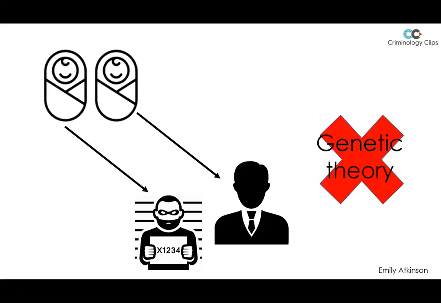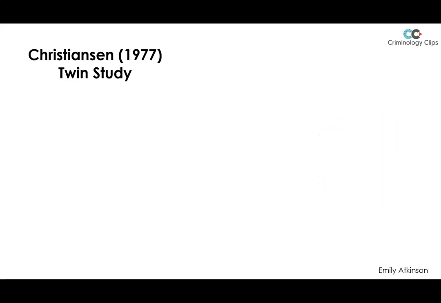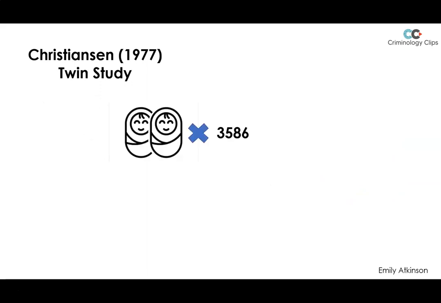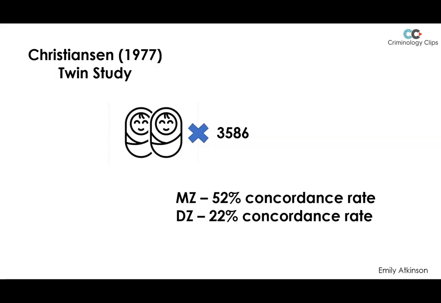rather than genetic. An example of a twin study would be Christiansen's study of 3,586 twins in Denmark. And he found that there was a 52% concordance rate between monozygotic twins. And that means that where one twin had a criminal conviction, there was a 52% chance that the other twin would also have a criminal conviction.